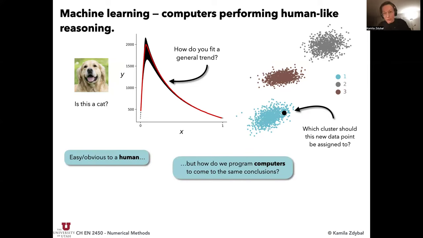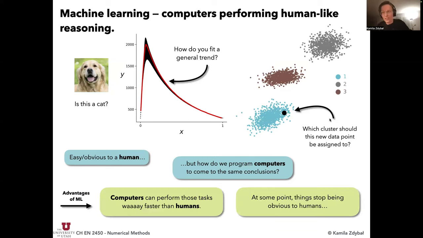So some of those tasks are pretty easy or obvious to humans, but if we are to program computers to perform that same kind of reasoning, it maybe isn't so straightforward. How do we program algorithms that can do all of those tasks on their own? But if we succeed to program computers to perform that type of reasoning, then there are some advantages. First of all, computers can perform those tasks much faster than humans.